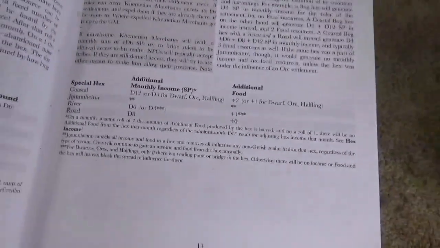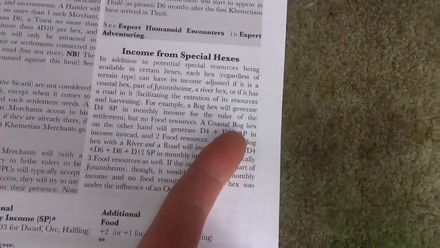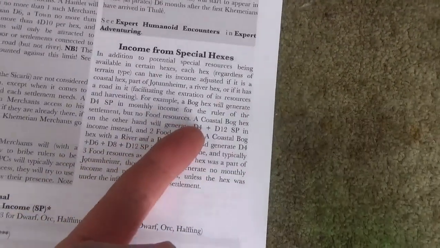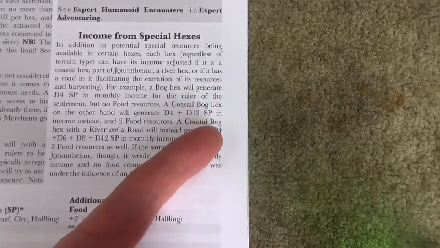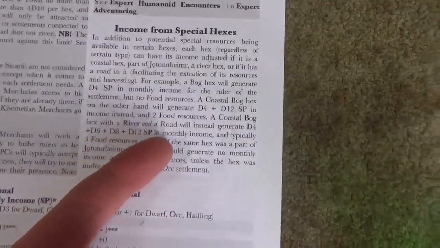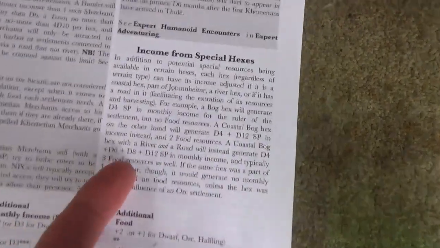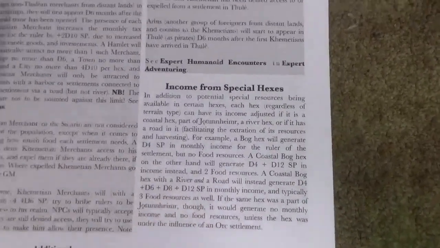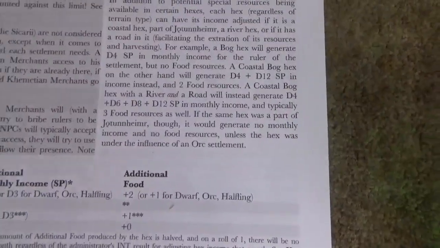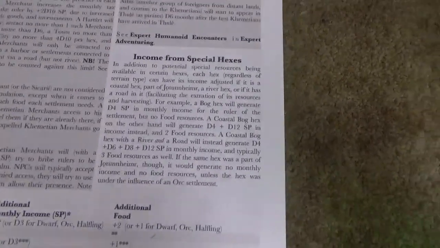So you have also income from silver. For example, a coastal bog hex will generate a d4 plus a d12 silver every month. And if you have a coastal hex with a river and a road, it will generate d4 from the bog hex, d6 from the river, d8 from the road, and d12 for being coastal. And 3 food resources. So having a coastal hex here, of course, is much better. Fishing is good.